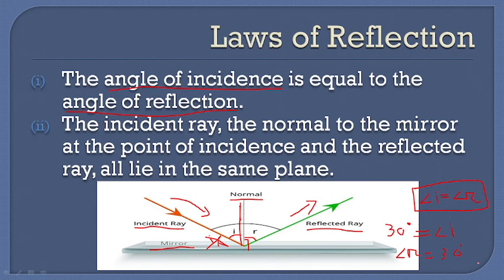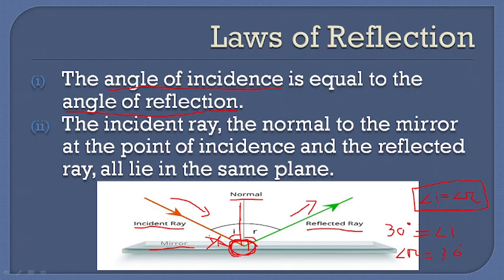Now let's come to the second law. It says that the incident ray, the normal to the mirror at the point of incidence, and the reflected ray all lie in the same plane. This one is the incident ray, this one is the normal, and this one is the reflected ray. These three all lie in the same plane. The plane here is the mirror, and all three meet at the same point.